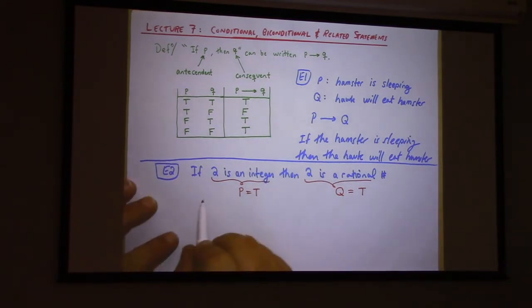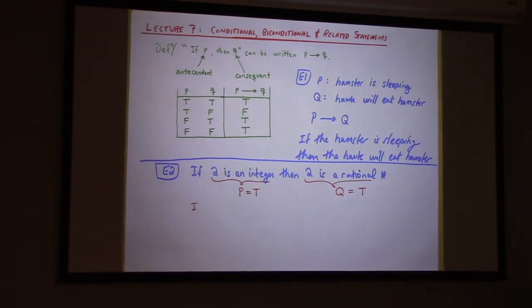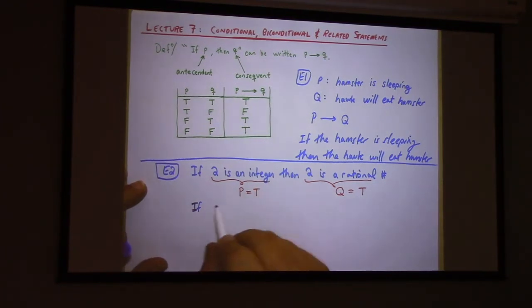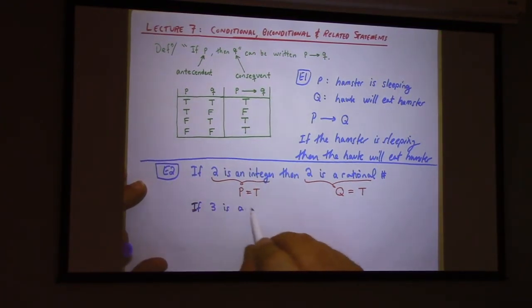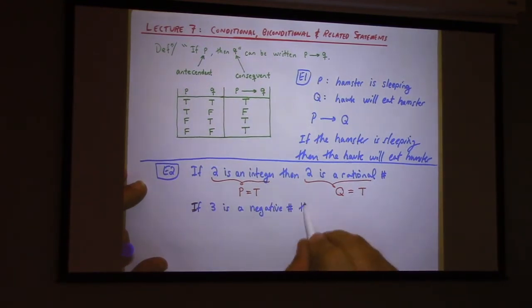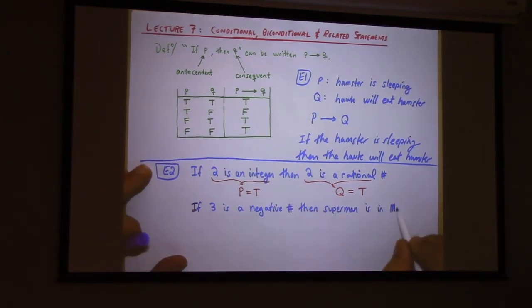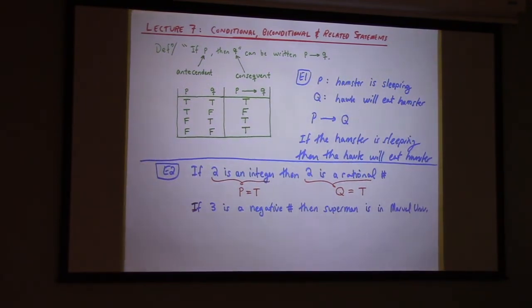Let's see here. How about this one? I'll try to stick with my color code here. This example in the book is good, I think. If 3 is a negative number, then Superman is in the Marvel Universe. Okay, that's not in the book, but I changed it. So, is this sentence true?